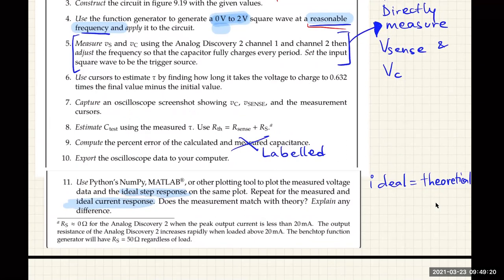You're also asked to plot the ideal current response. This is again the theoretical step response of the current through the capacitor. And you can also get the current values for the capacitor current by exporting the data from the vsense measurement. You're going to use either Python or MATLAB or any other plotting tool that you know to plot these data, as well as the analytical plots.